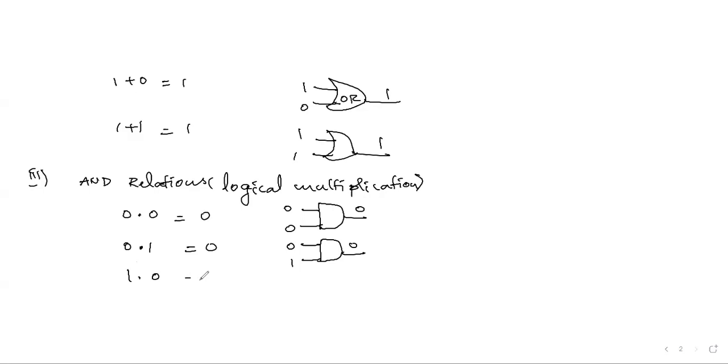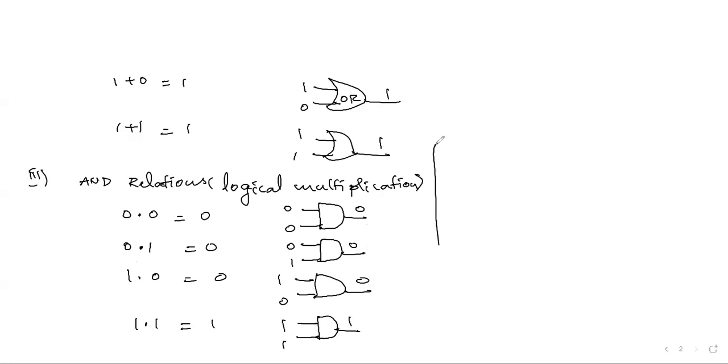1 and 0 will be 0. The logical AND we are going to take. So 1 0 we are going to get as 0. So 1 and 1 will be 1. So now the AND operator, 1 and 1, we will get 1.